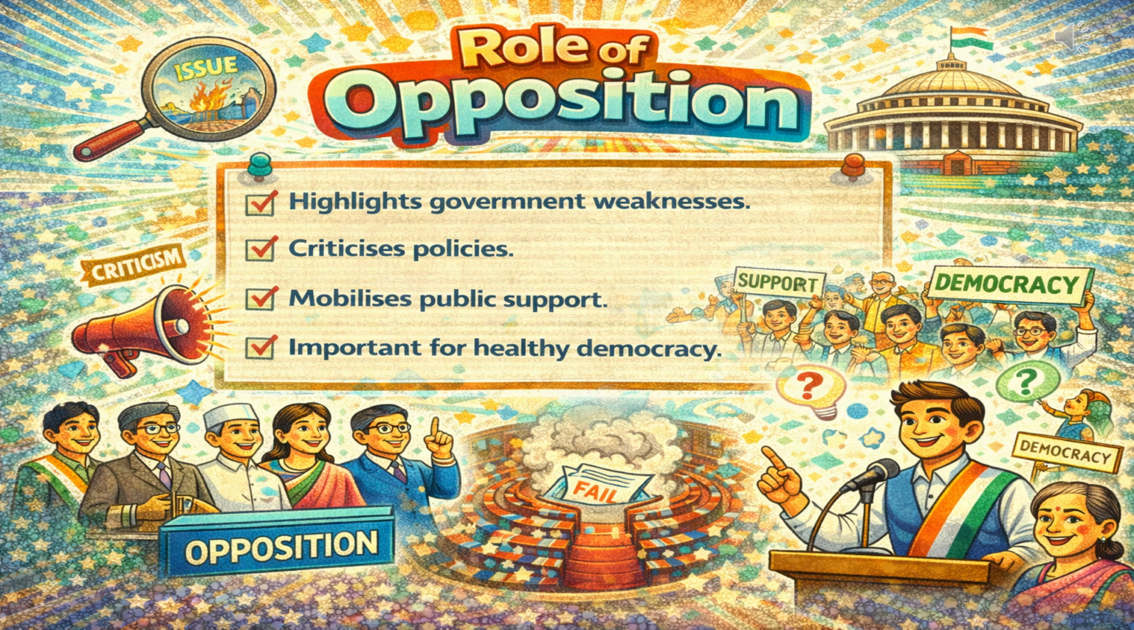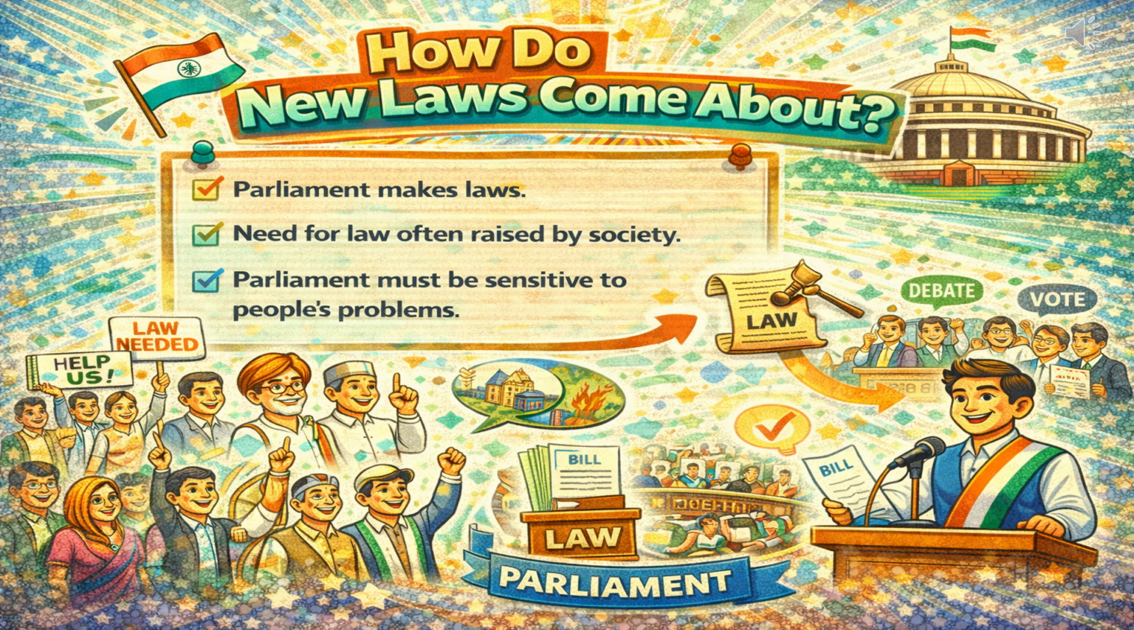The opposition is very important in a democracy. It highlights government weaknesses, criticizes policies, and mobilizes public support. A strong opposition ensures a healthy democracy. Now let us see how laws are made.